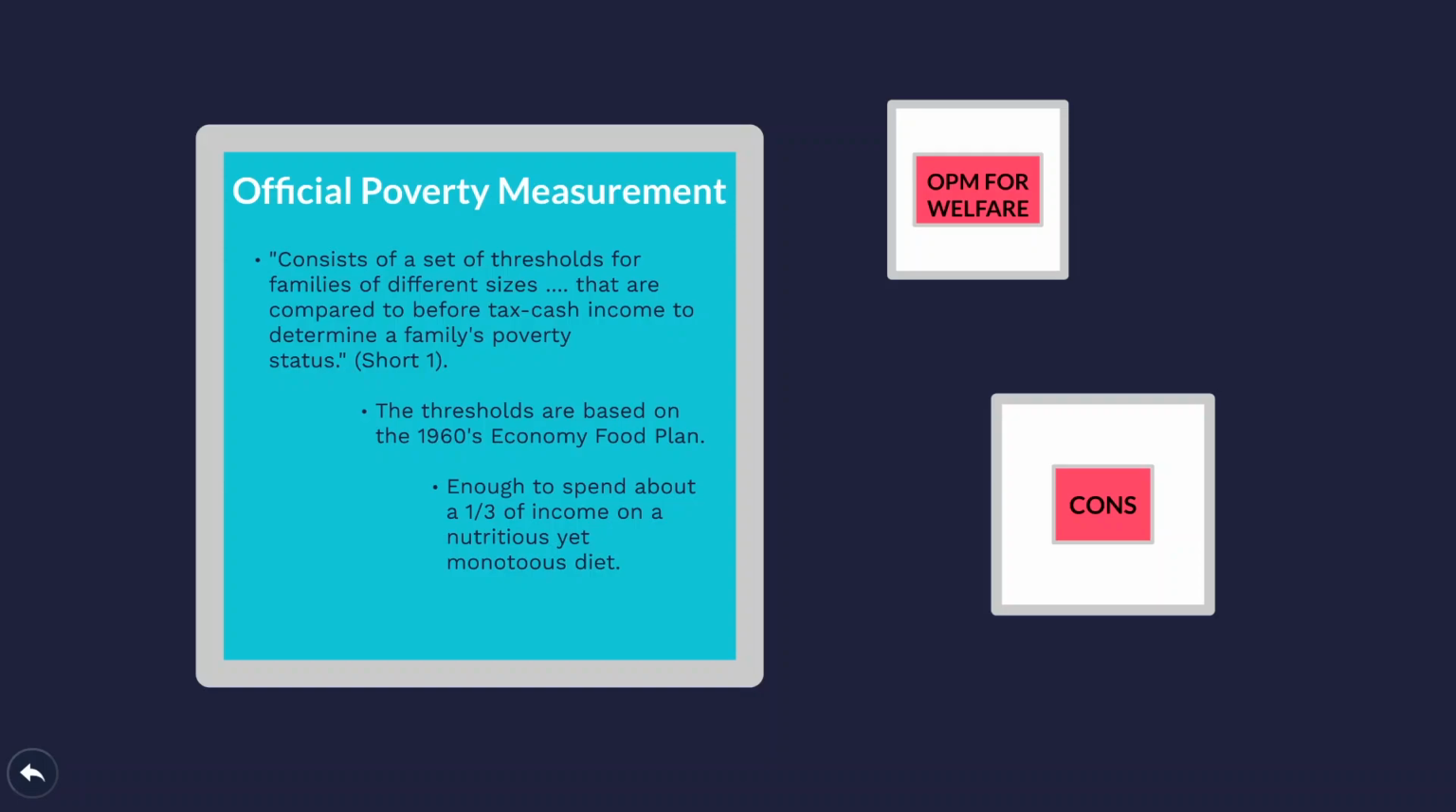The thresholds are based on the 1960s Economy Food Plan. This Economy Food Plan budget was established in the 1960s, in which one third of a family's income, times 3 for a family of 3, would suffice as the line of poverty income.